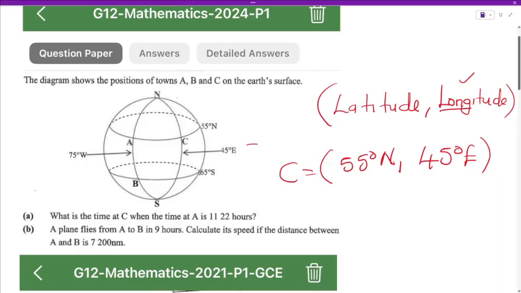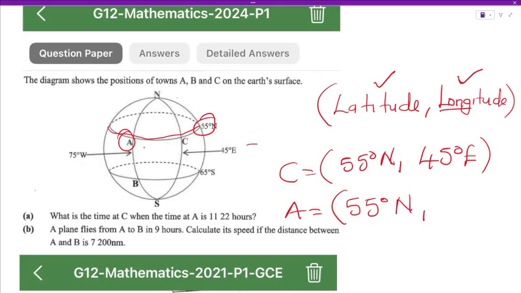How about this one here? Let's say A. What are the coordinates for A? I'll check. What is the latitude? Remember, the format is latitude first, followed by longitude. So the latitude is this one. It's also sitting on 55 north. So I'll say 55 degrees north, comma, what is the longitude? The longer one is this one, according to me. So that is 75 degrees west, and I would have clearly identified those points.